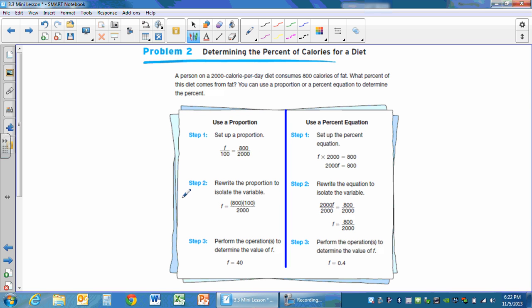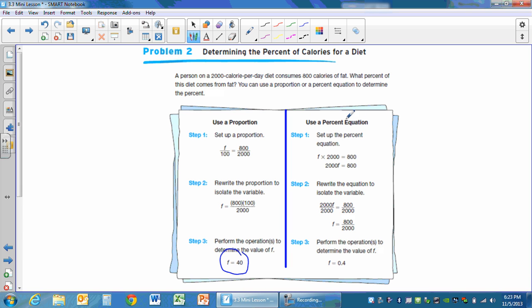Step 2 again is to rewrite the proportion to isolate the variable, or to just get F all by itself on one side. In order to do that, we need to cross multiply and then divide. So we're dividing by the 2,000 here. And then lastly, just perform the operations, multiply 800 times 100 and then divide by 2,000, and you get an answer of 40% of their calories were fat. That's almost half.